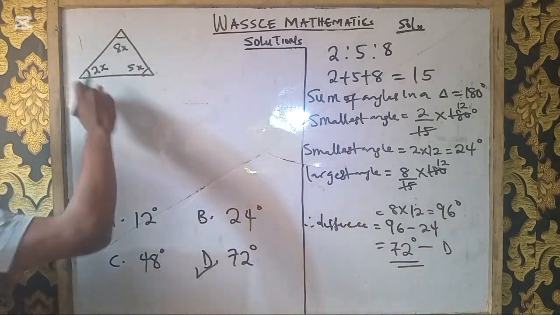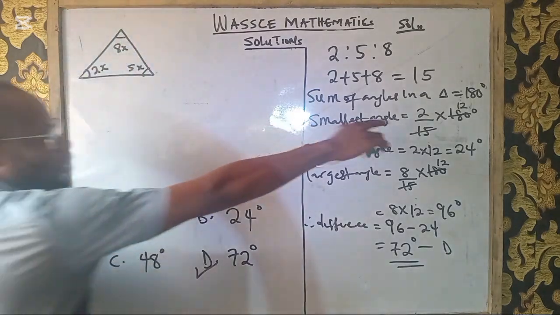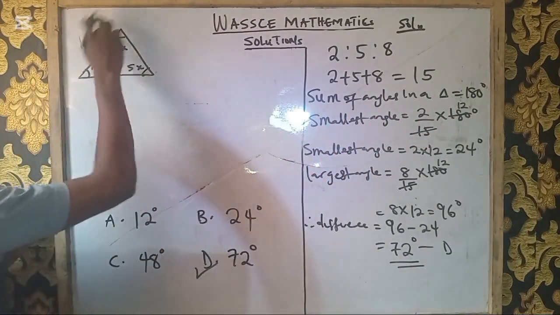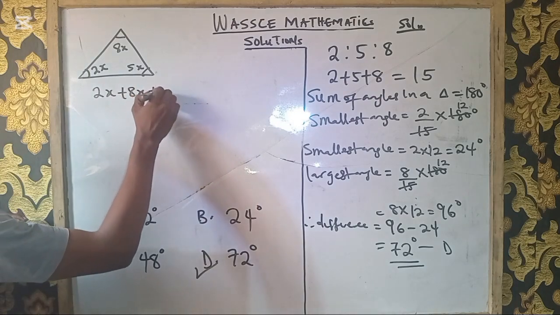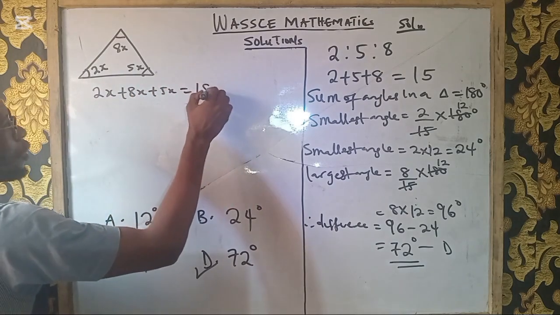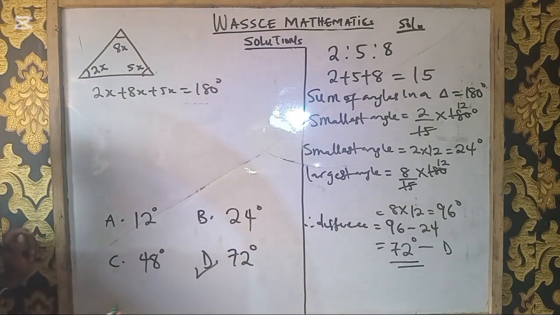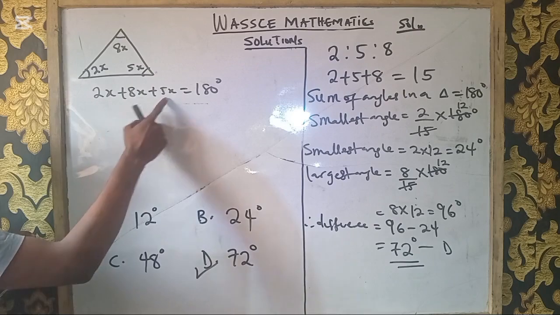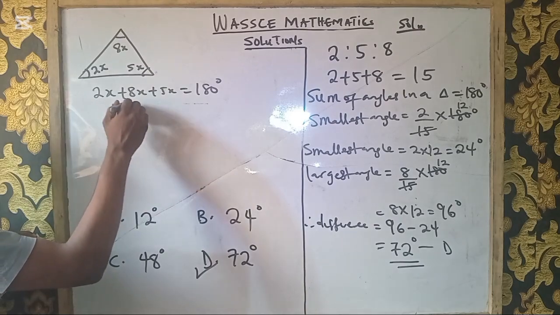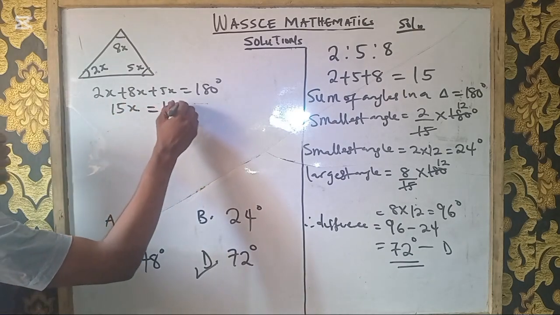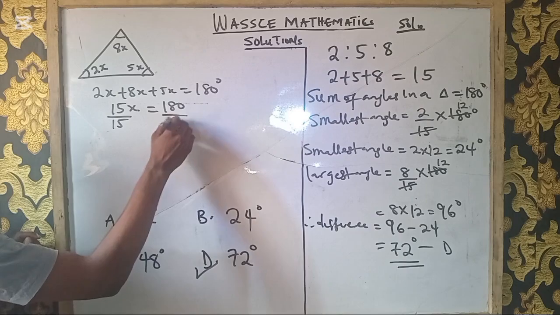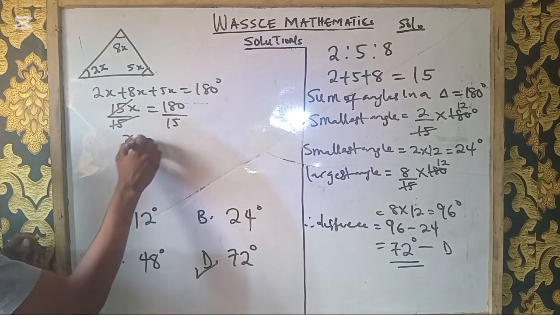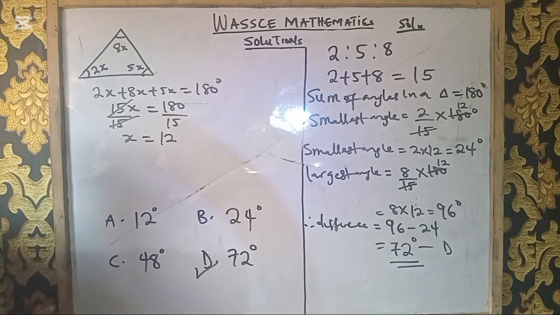So sum of angles in a triangle is 180. I've written it here. So just add everything together. That means 2x plus 8x plus 5x will be equal to 180 degrees. Get the value of x out. 2x plus 8x plus 5x will give us 15x equals 180. So divide both sides by 15, so that this cancels out this. So x equals 12. We have gotten x to be 12.